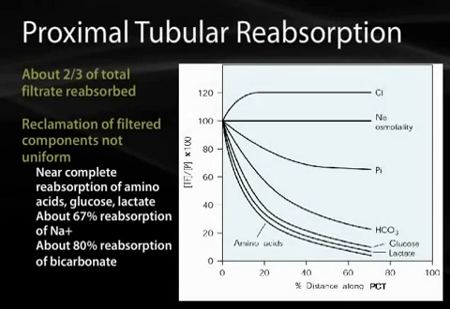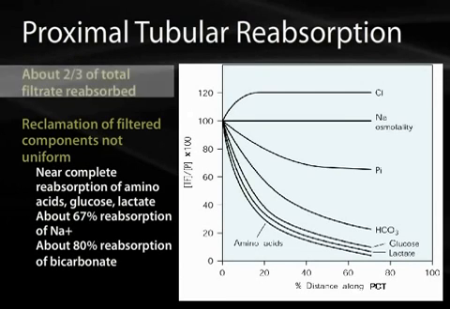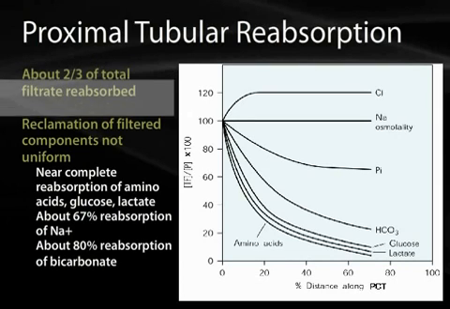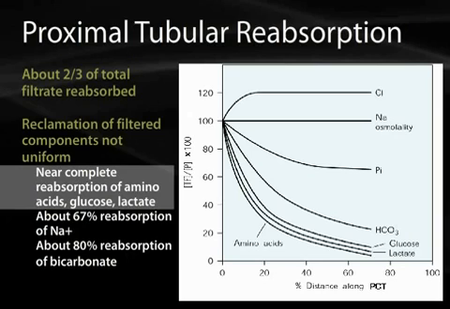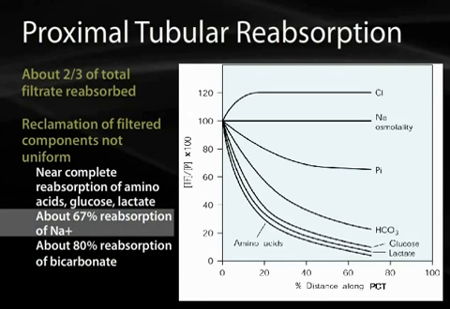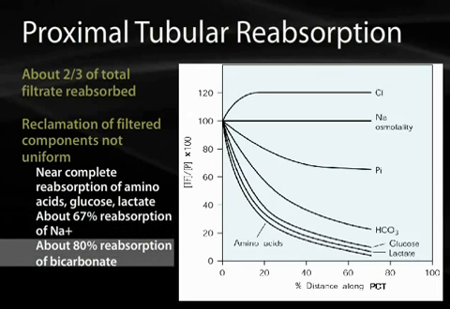The diagram shown here is similar to one you will be asked on your step exam, so let's walk through it. As we said, about 2/3 of the total filtrate is reabsorbed in the proximal tubule. However, reclamation of filtered components is not uniform. Substances such as amino acids, glucose, lactate are almost completely reabsorbed, while we said approximately 2/3 of sodium is reabsorbed in an isoosmotic fashion. Finally, bicarbonate is primarily reabsorbed in the proximal tubule.